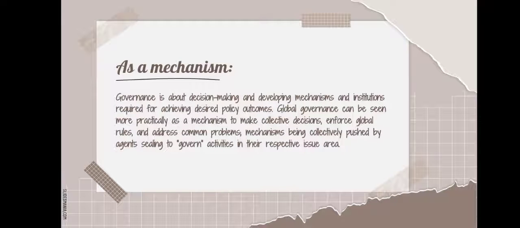As a mechanism, governance is about decision-making and developing mechanisms and institutions required for achieving desired policy outcomes. Global governance can be seen more practically as a mechanism to make collective decisions, enforce global rules, and address common problems, mechanisms being collectively pushed by agents seeking to govern activities in their respective issue area.